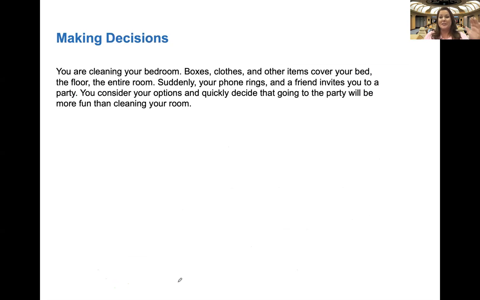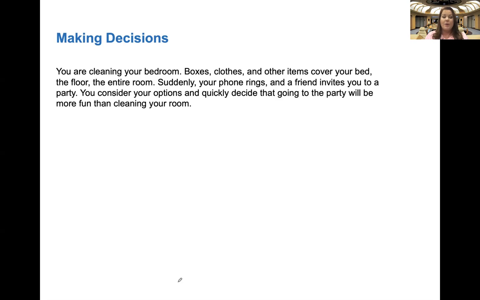Now, I love this scenario. So let's just say you're cleaning your room and a friend calls and says, there's a party. Do you stay or do you go? And usually it's split down the middle of the classroom. I can tell you what I would do. I would go. I do not like to clean. I am not one of those people. I did not get that gene. I don't need much of an excuse to get me to drop cleaning.